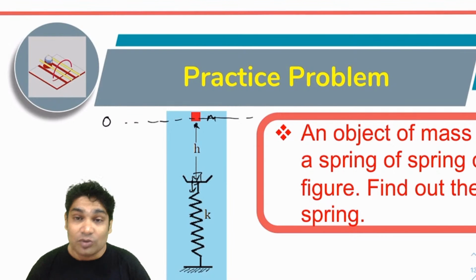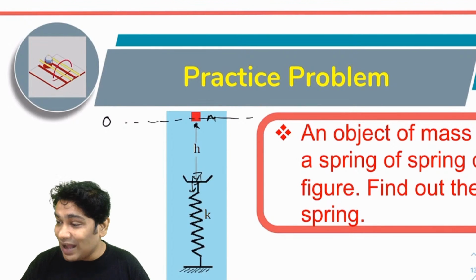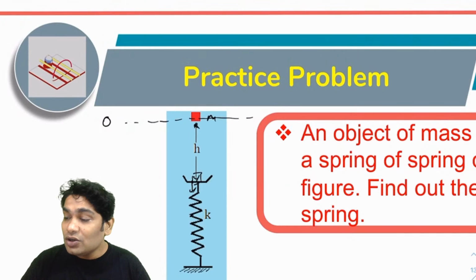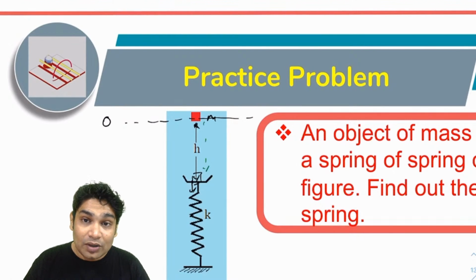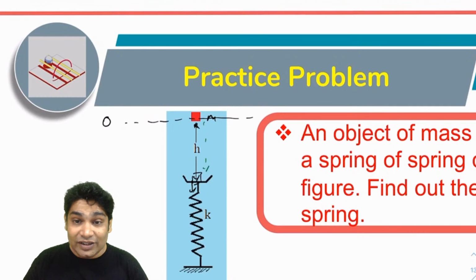Now let's analyze the situation. Let's go through what must be happening, or how the block moved. I know from here to here, the block was under a free fall. So it would have accelerated with g.